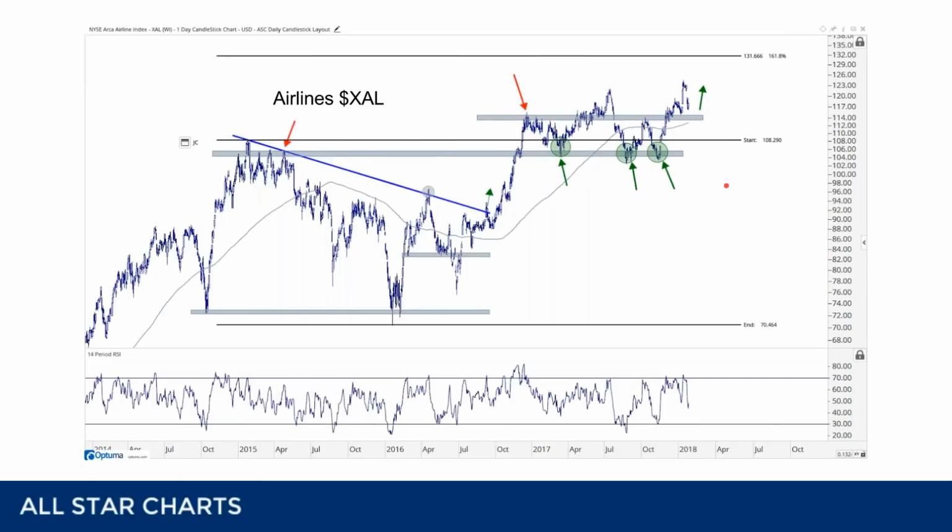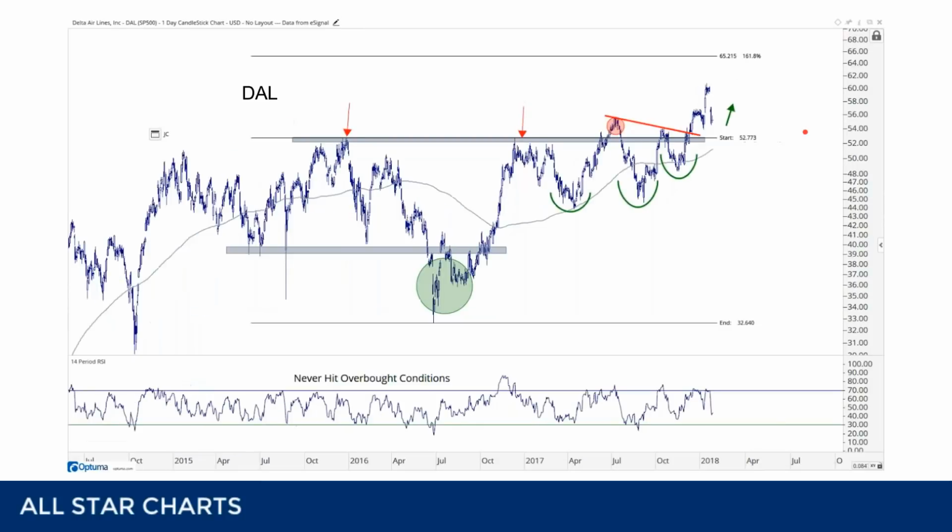American Air, here are the airlines, excuse me, not American Airlines, but airlines in America. Here's the index itself. I think we're going to 131. To me, this is still a big base, a successful retest, and I think we're off to the races. I think we're going to 131 in airlines. Delta's one we want to be buying here. We want to be buying this pullback. If we're above 53, we want to be long Delta. I think we go to 65.